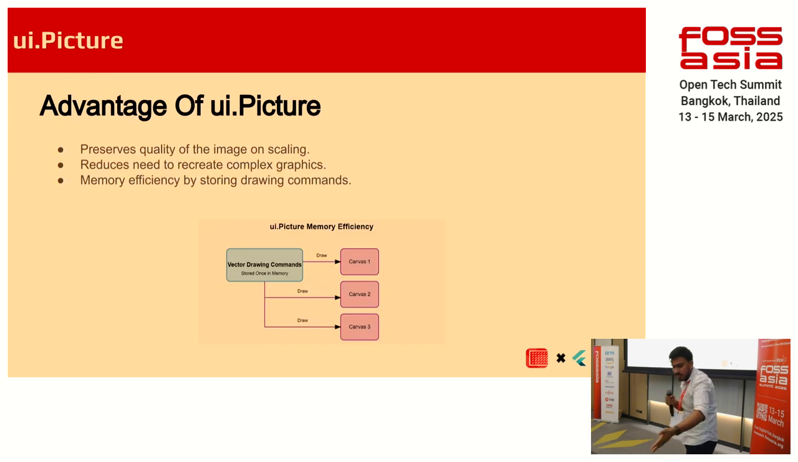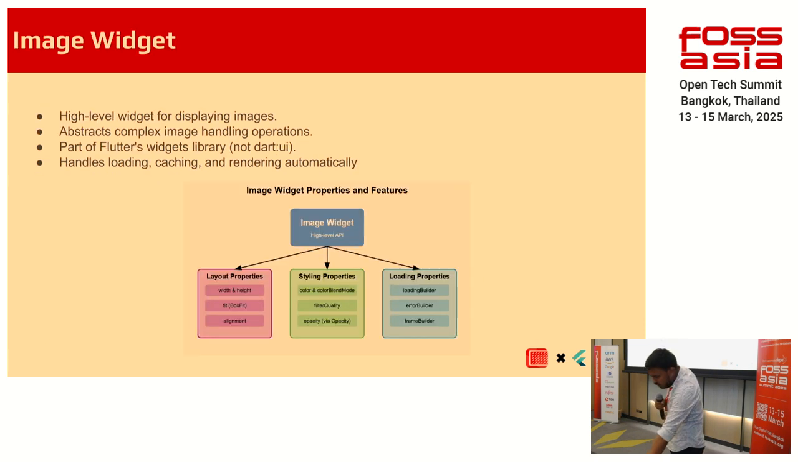So that's it. That's what I said. So we can reuse again and again. That's the advantage of UI.picture, and that's why we have used it in Badge Magic also. Okay. The next thing is image widget.